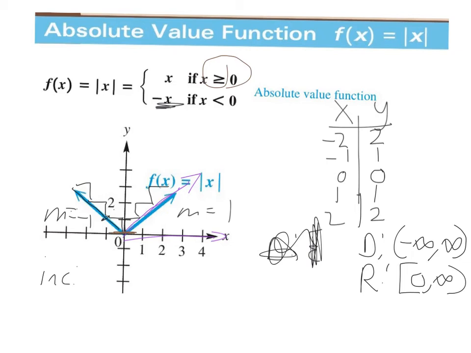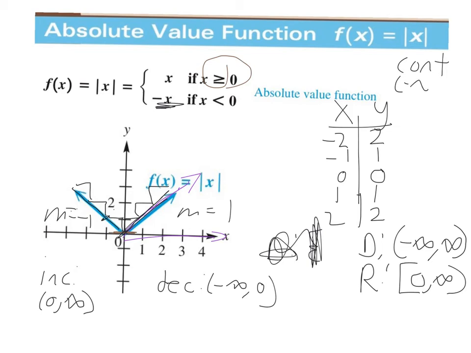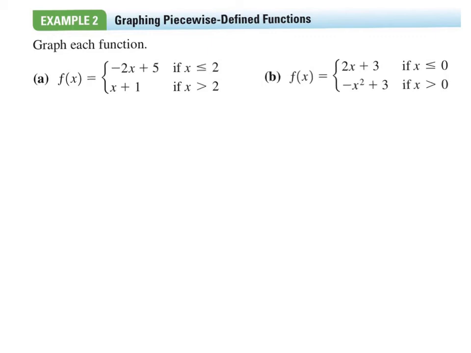Now it's increasing for all the positive values from 0 to infinity, but not including 0. And it's decreasing for all the negative values from negative infinity to 0. Remember, the absolute value function is continuous over the entire domain, which in this case would be from negative infinity to infinity. So now we're going to practice graphing piecewise defined functions.